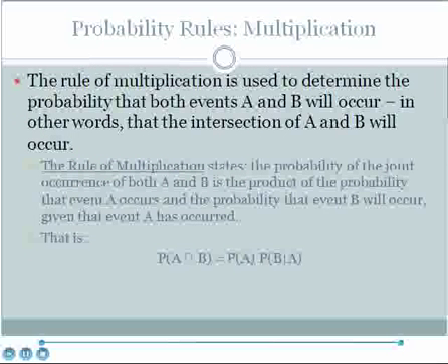Now let's consider the multiplication rule. The rule of multiplication is used to determine the probability that both of events A and B will occur. In other words, the intersection of A and B. The rule of multiplication states that the probability of the joint occurrence of 2 events A and B is the product of the probability that event A occurs and the probability that event B occurs, given that A has occurred. That is, the probability of A and B occurring is equal to the probability of A times the probability of B given A.